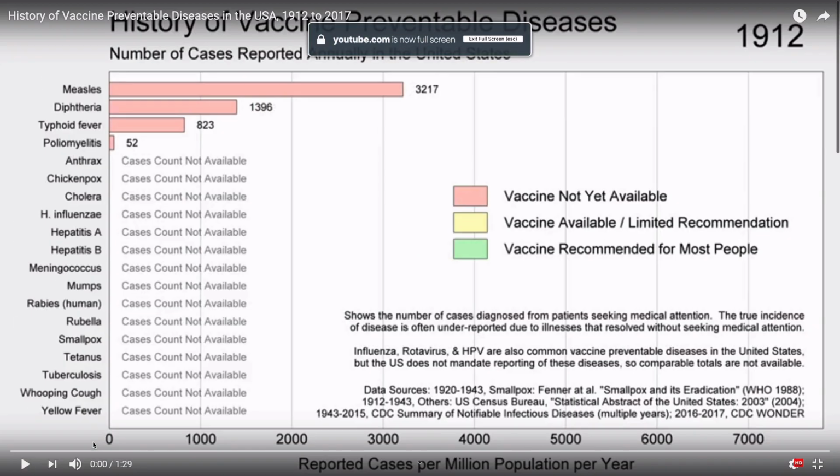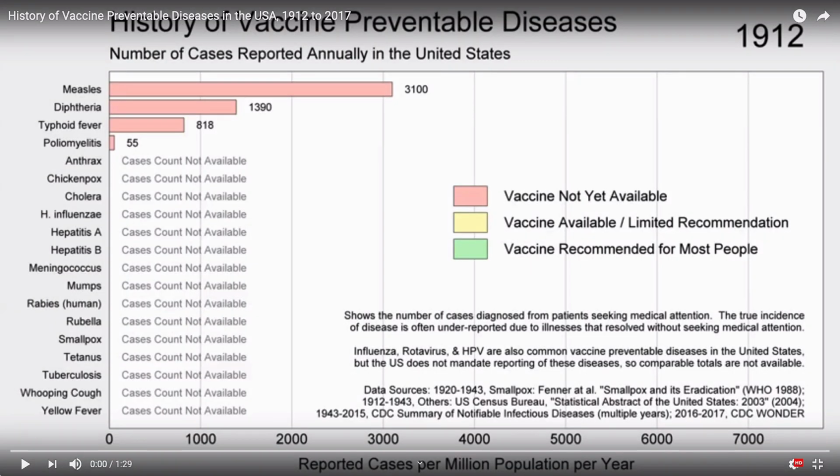All right, so what this is going to show us is data on vaccines over time. In the upper right-hand corner, we see the year. You can see that this is going to start at 1912. And then you've got a list of different infectious diseases. And it's going to show you the number of cases of each of those infectious diseases in that year.